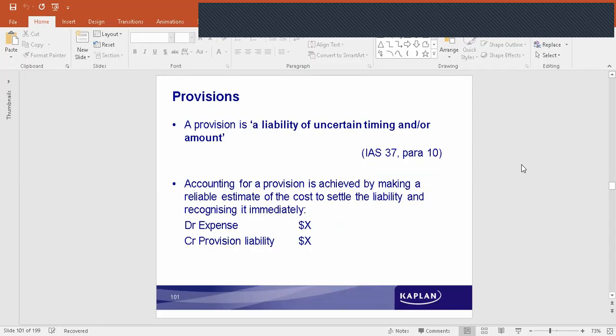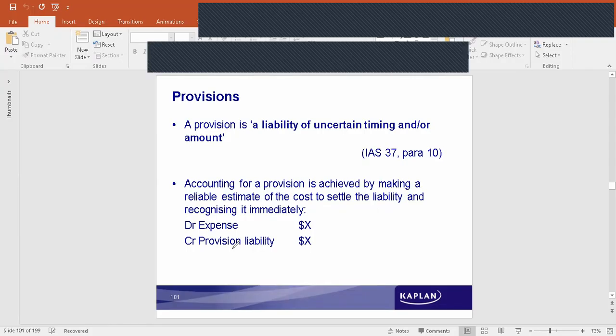Okay, so what's a provision? Provision is any amount of profit that is set aside. Provision is a liability of uncertain timing and or amount which would arise in the future. So some amount of profit that is set aside. Accounting for a provision is achieved by making a reliable estimate of the cost to settle the liability and recognizing it immediately. So when it appears, this would be met out of the amount of provision which is already set aside.